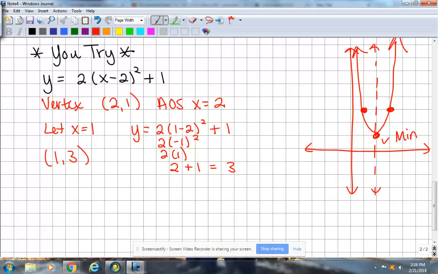Your homework. You have 3 problems that I just picked out that give you an equation like this. And it says, tell whether the vertex is a maximum or a minimum, then find the maximum or the minimum. Just 3?